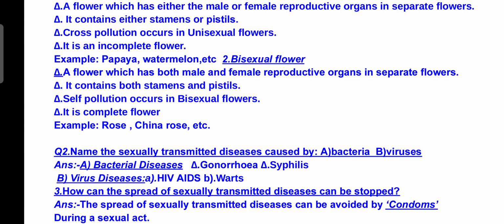Bisexual flowers are very general, we have seen them, but very rarely the cucumber family and the papaya related plants will produce the unisexual flowers.